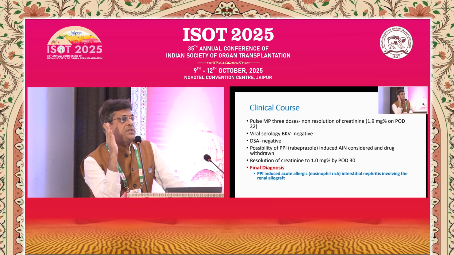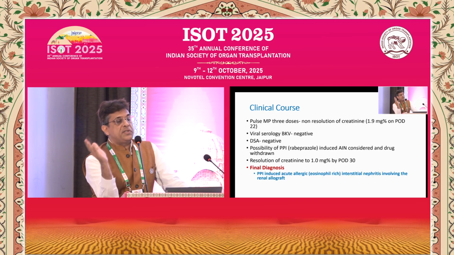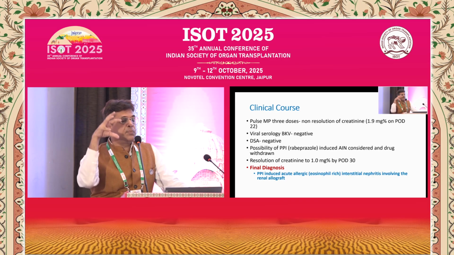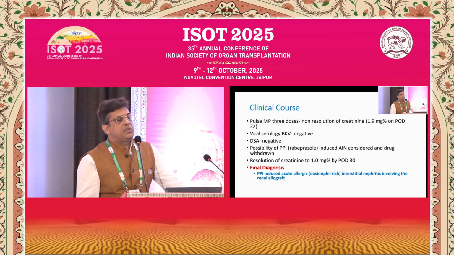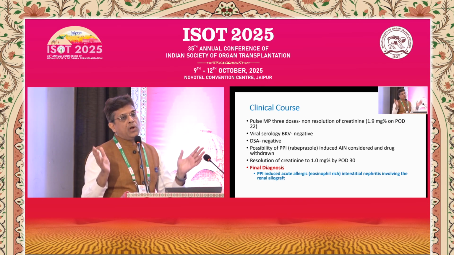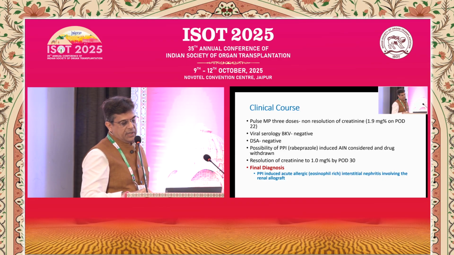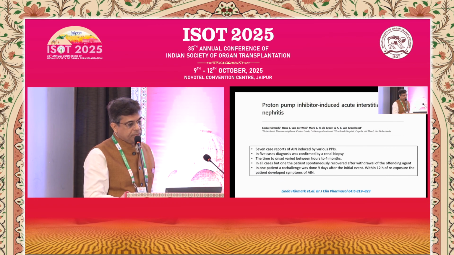And one thing which differentiates a pure rejection from an interstitial nephritis, especially in allografts, is that this particular inflammation in TIN is centered around the corticomedullary junction. So it's an important indicator, and if everything else is ruled out, this etiology should be given due consideration.